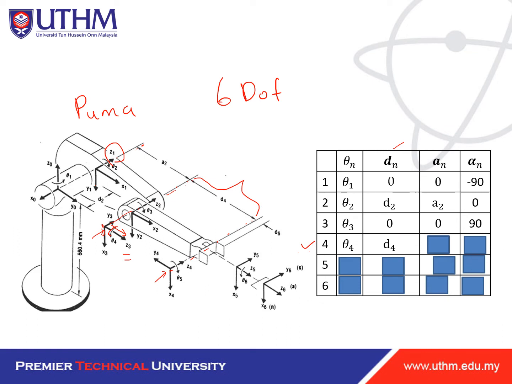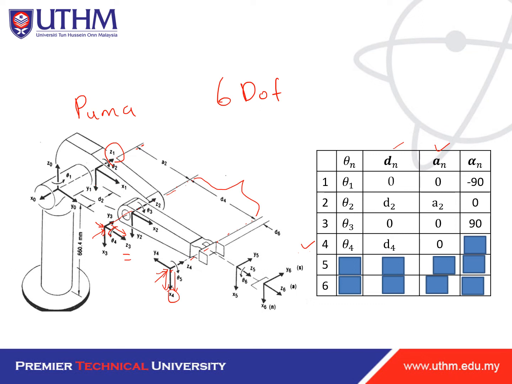Next, we want to find the a4. The a parameter is the movement along x4, so that this point here, frame 3, will become the same as the center of frame 4. We can see that both of these are in the same position, so we don't need any movement in terms of x4 in this direction, so it will become 0.